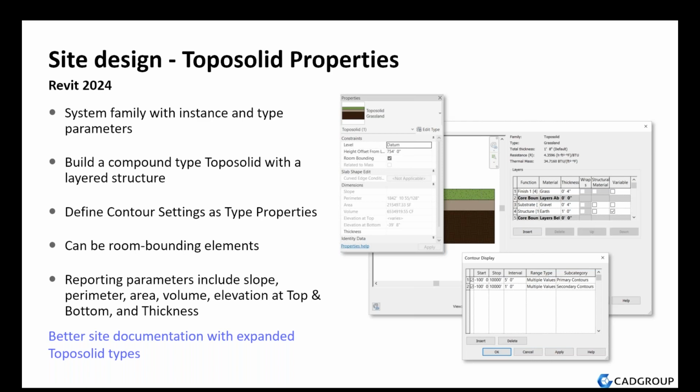The other thing is that you can report things like slope, parameter, area, volume, elevation, and so forth for the topo solids. The contour settings that used to be universal across the entire project are now per topo solid type. So let's just say you've got two different types of topo solid that you've generated in your project for whatever reason. One of them might be a different type of soil composition and different type of rock or whatever. So you've got those both in there. And you do have an option of changing the contour display per topo solid type.